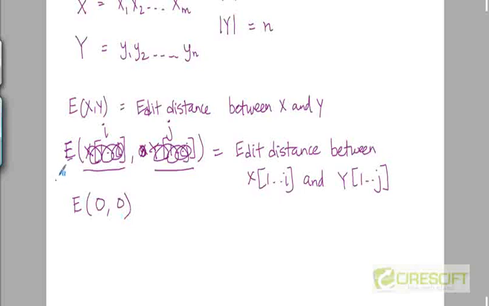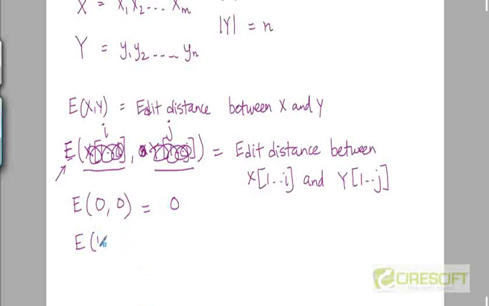Think of E as analogous to the Fibonacci function. Instead of the Fibonacci function, now you have the edit distance function, and instead of a single argument, you now have two arguments. That's the only difference. So E of 0 comma 0 is the edit distance between the first 0 characters of x and the first 0 characters of y. So there are no characters. You don't need to do any operations to transform an empty string into another empty string. So E of 0 comma 0 is 0.